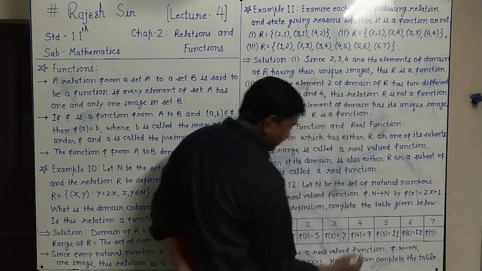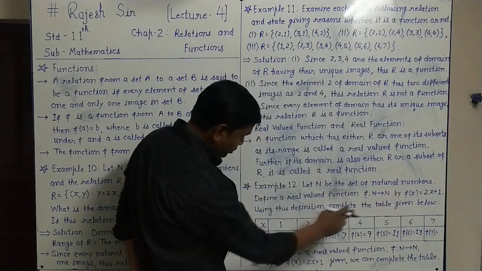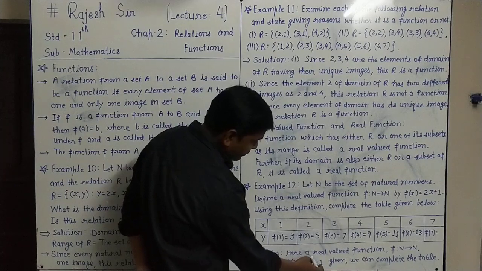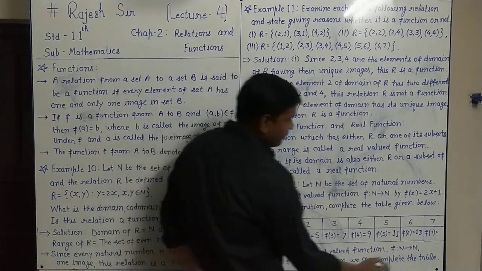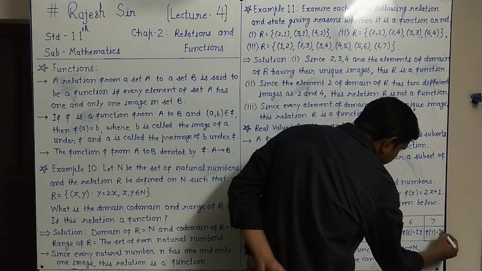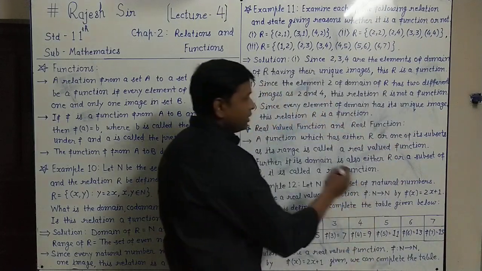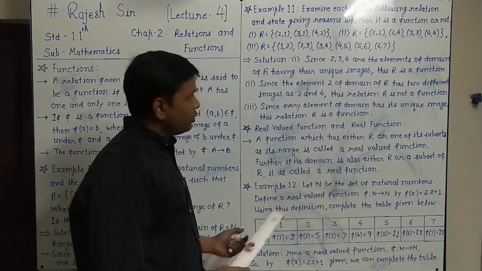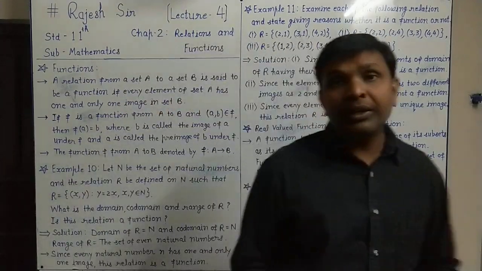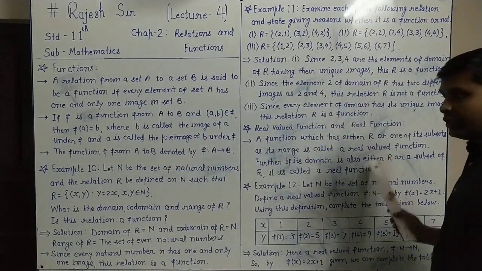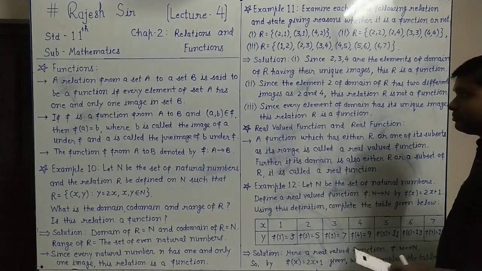And if we place 7 last, x = 7, in this defined function, f(7) = 2 into 7 plus 1, 2 sevens are 14 and 1, 15. So this way we can complete the table using the defined function. It's so easy. In this lecture we have understood the function, real valued function, and real function with some examples.